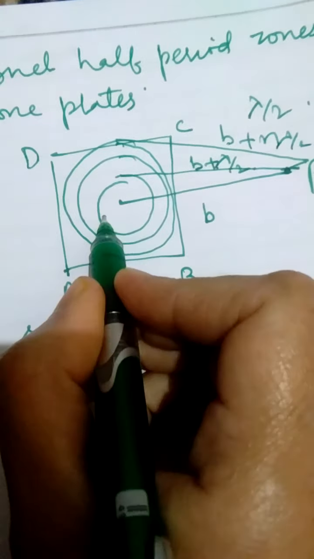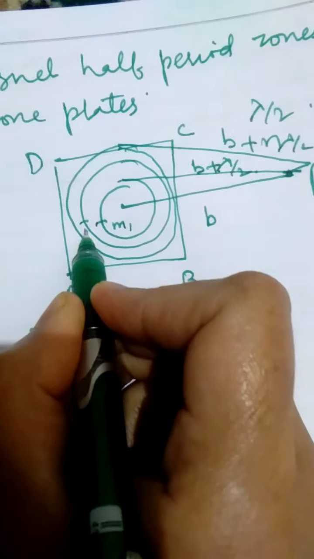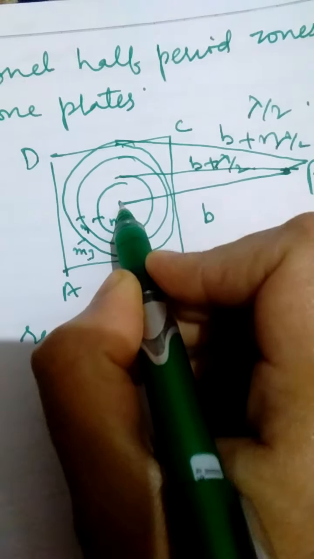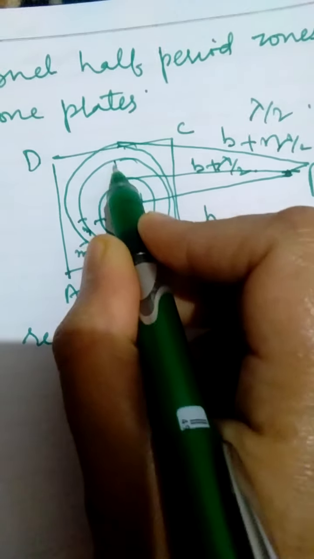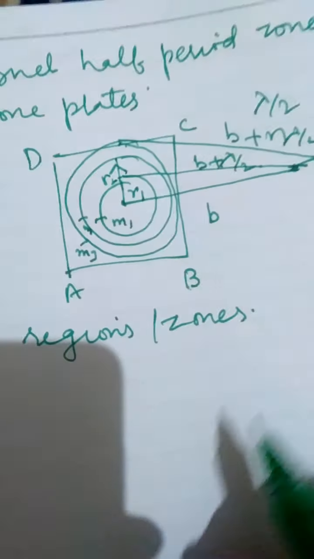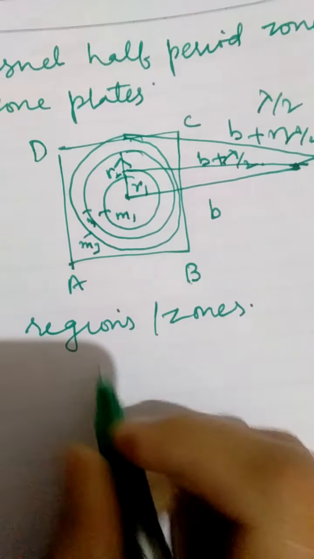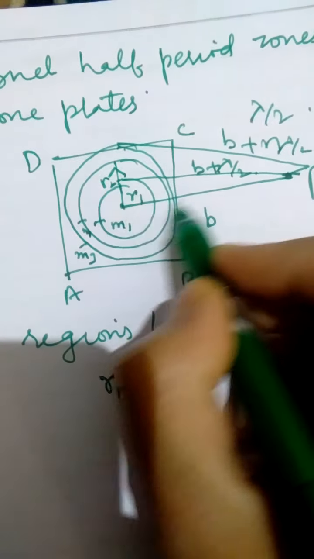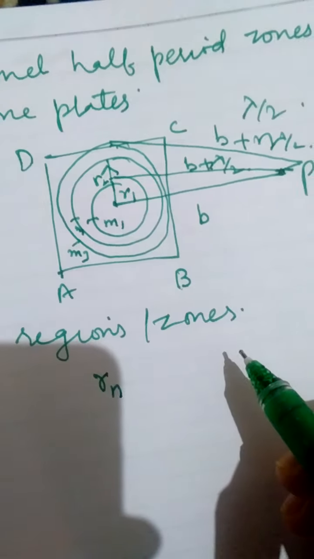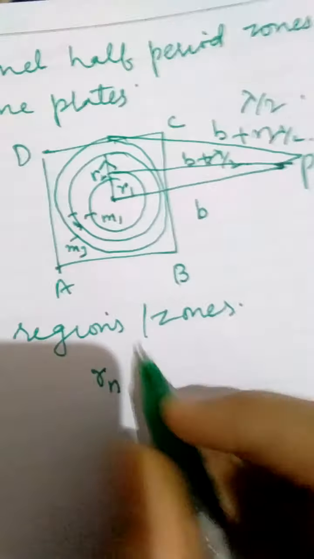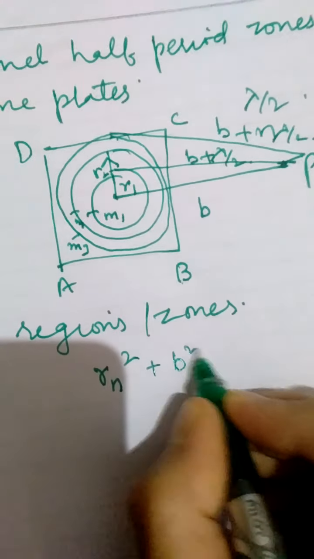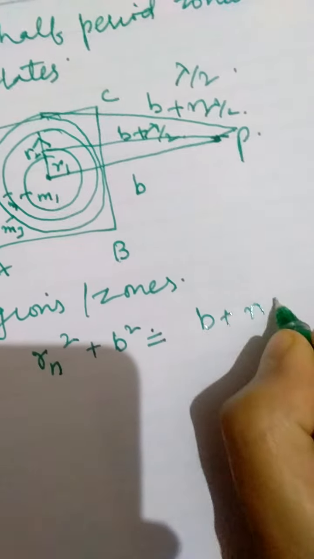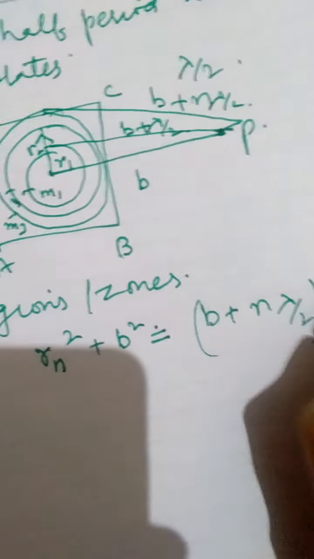Now we name these zones as say M1, M2, M3 and so on, right? Let their corresponding radii be R1, then R2, R3 and Rn. Now let us try to find the radius of the nth zone. That will be Rn, right? We can find that from this right angle triangle using Pythagoras theorem. That is very simple. So Rn square plus b square is how much? It is (b plus n lambda by 2) square.